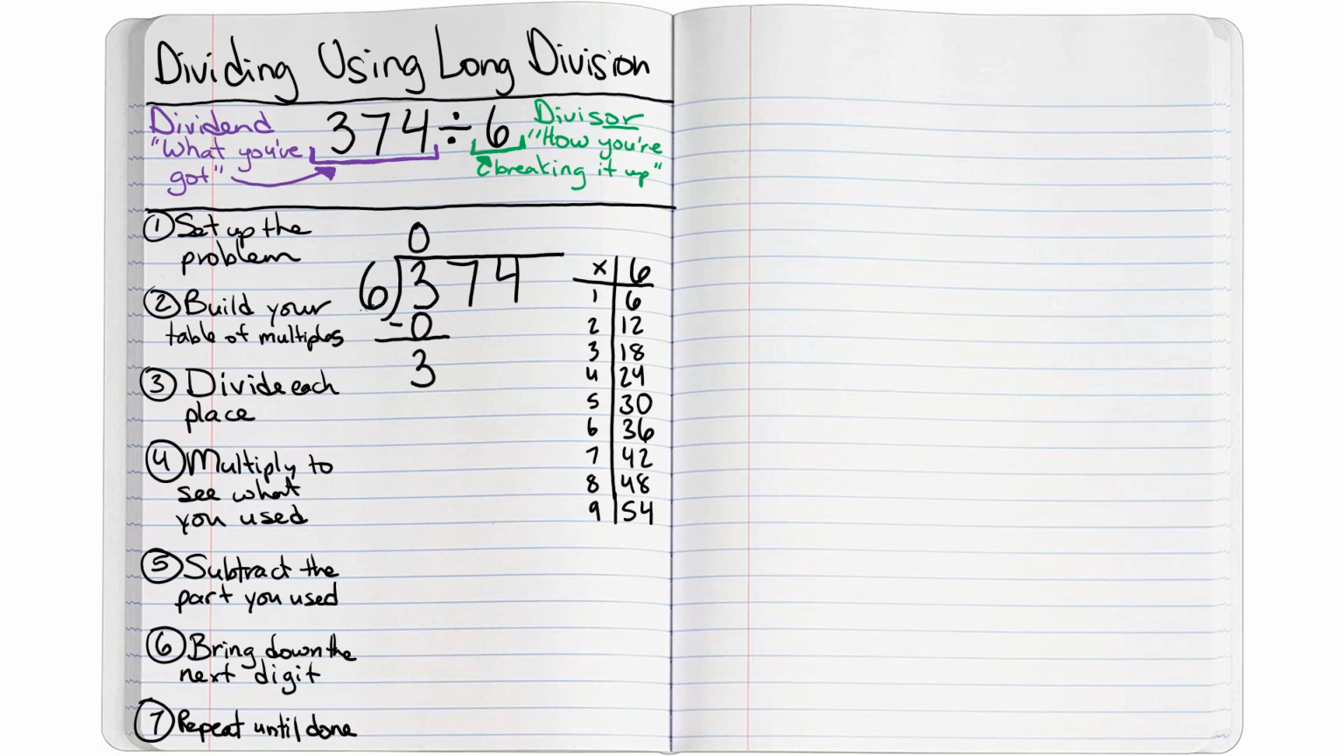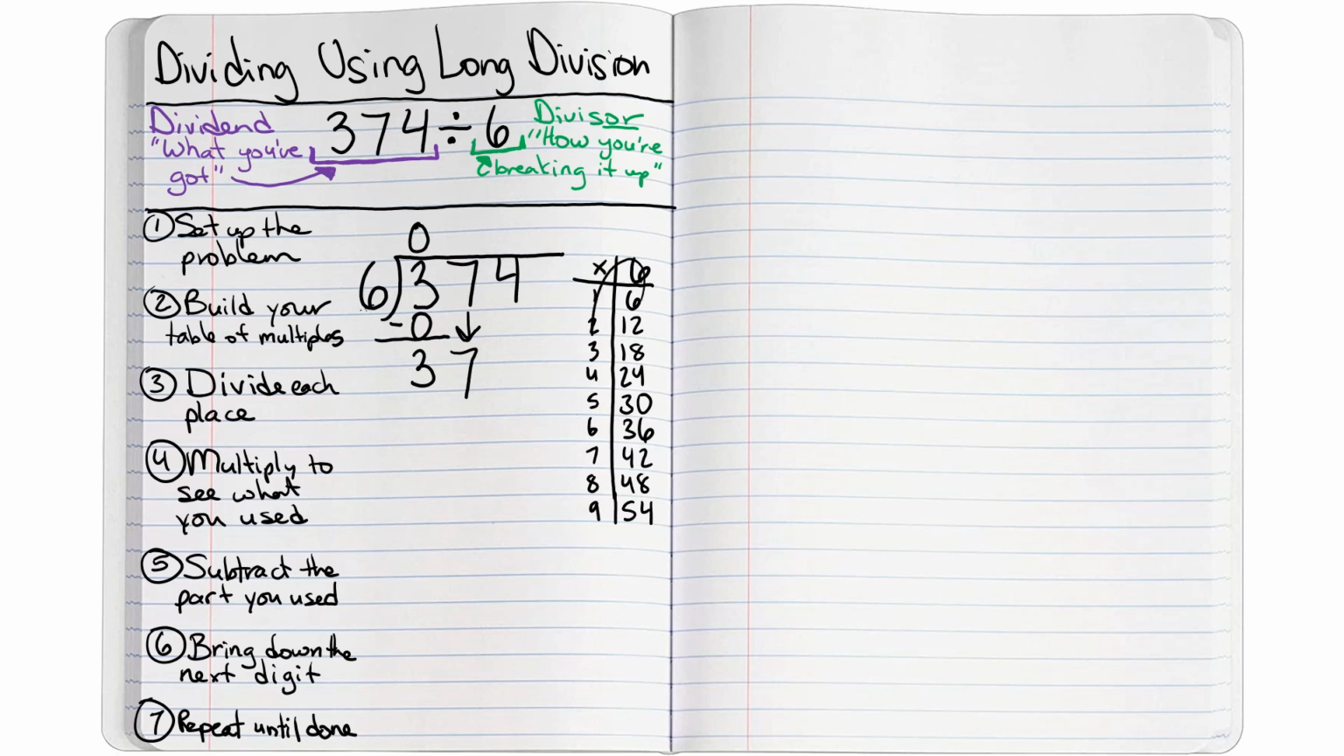And then the next step is going to be to bring down the next piece. If you did place value division with us, you would have brought your 3 up. But in long division, because we're working with longer, more complex numbers, I'm going to bring it down instead. That just makes it easier to see everything. So I bring my 7 down next to my 3, and now I'm working with the number 37.